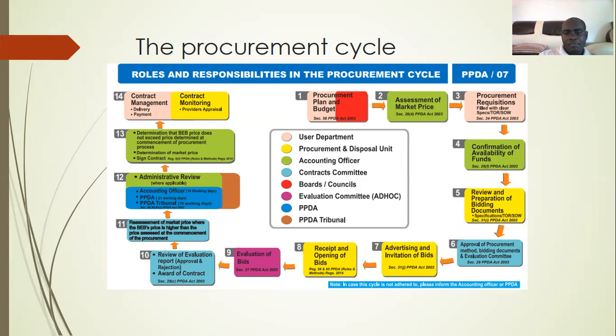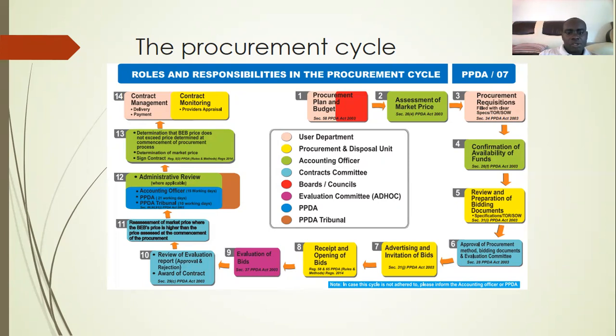Then cycle number 7 is advertising and invitation of bids. This is mostly done by the procurement department, but the user department can come in where they have responses from the bidders, or if they are going to have a pre-bid meeting or a site visit, the user department can also come in and assist procurement to answer some of the technical questions. Then cycle number 8, receipt and opening of bids. This is mostly done by the procurement department, which prepares the receiving and opening of bids before the bidders.